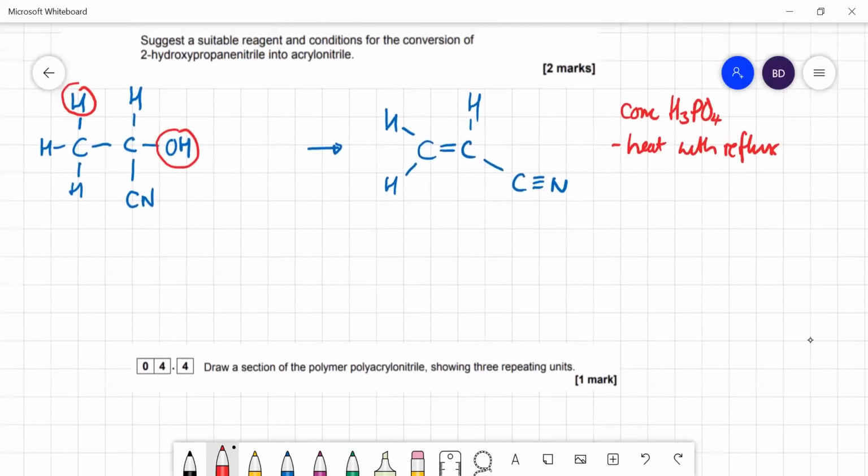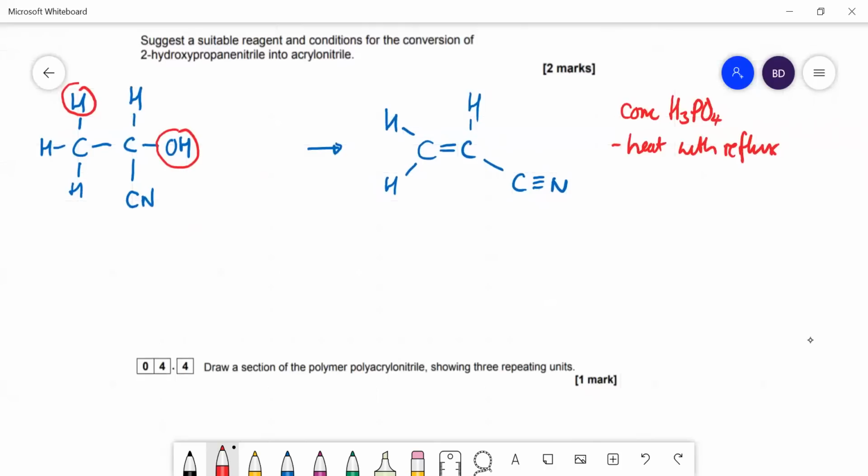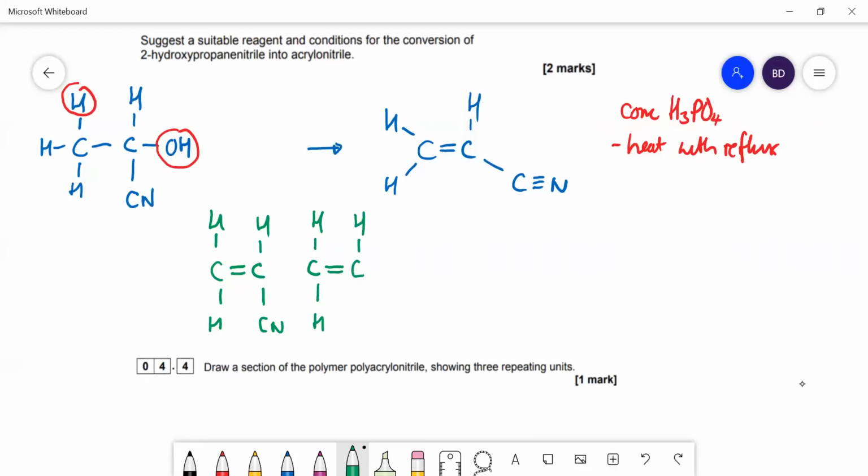Draw a section of the polymer polyacrylonitrile showing 3 repeat units. So I'm going to draw that above here. What happens is, here is our monomer. And this is an addition polymer, isn't it? So what's going to happen here is we're going to break the double bond and we're going to form a new bond there.